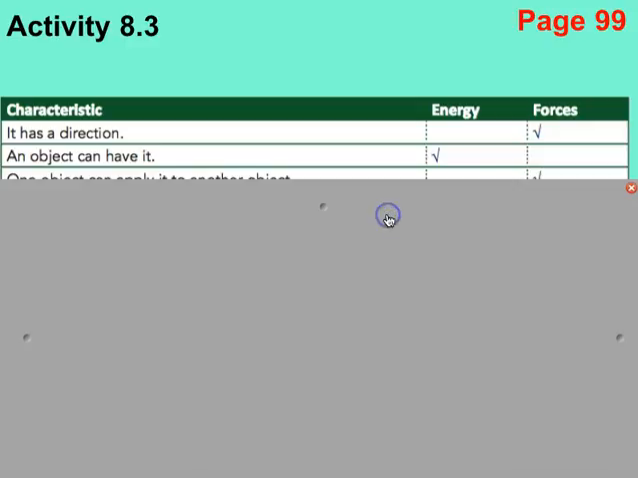An object can have it. An object can't have a force. Forces are applied to things. This isn't Star Wars where you are strong in the force, young one. No, it's not. But objects can have energy. An apple that you throw up in the air, as it goes higher and higher, has more and more gravitational energy, which is a type of potential energy. So it can have energy.